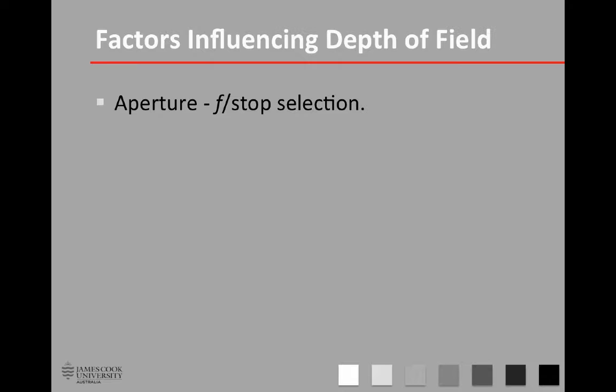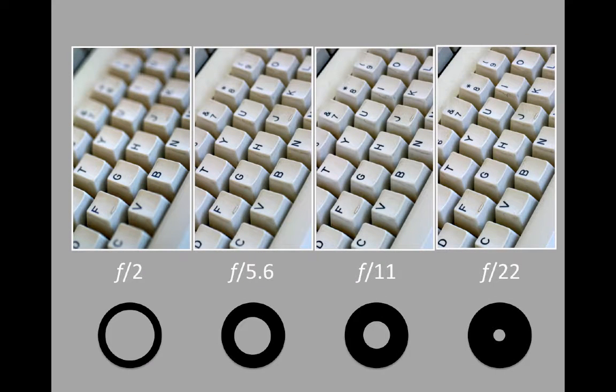So let's examine the factors influencing depth of field. The most significant factor is the aperture or f-stop selection. This series of images demonstrates the effect of f-stop with depth of field. If you look at the G key, this is approximately where the camera was focused and appears sharp in all images. The other two keys to examine in each shot are the C and O keys situated in the foreground and background.